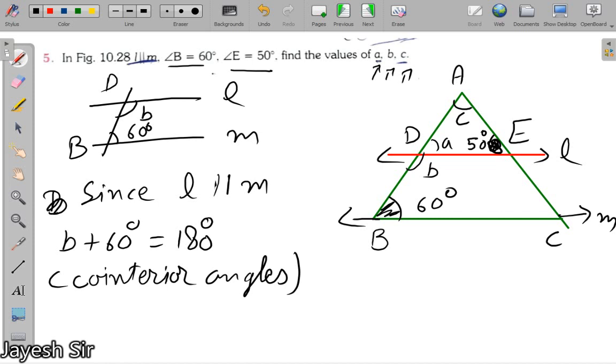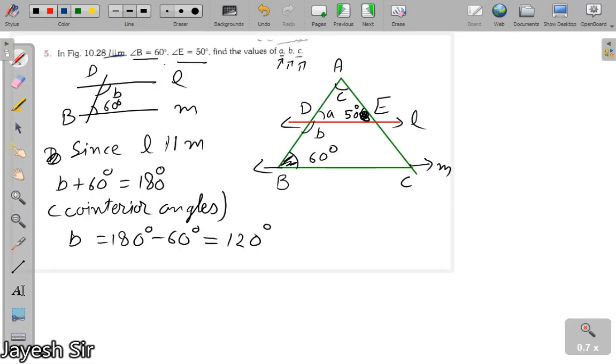Okay, so first of all we have co-interior angles. The sum of interior angles on the same side of a transversal is 180 degree. B plus 60 degree is 180 degree. Now we can easily find the value of B. 180 degree minus 60 degree is how much? 120 degree. Okay, so we have B now.